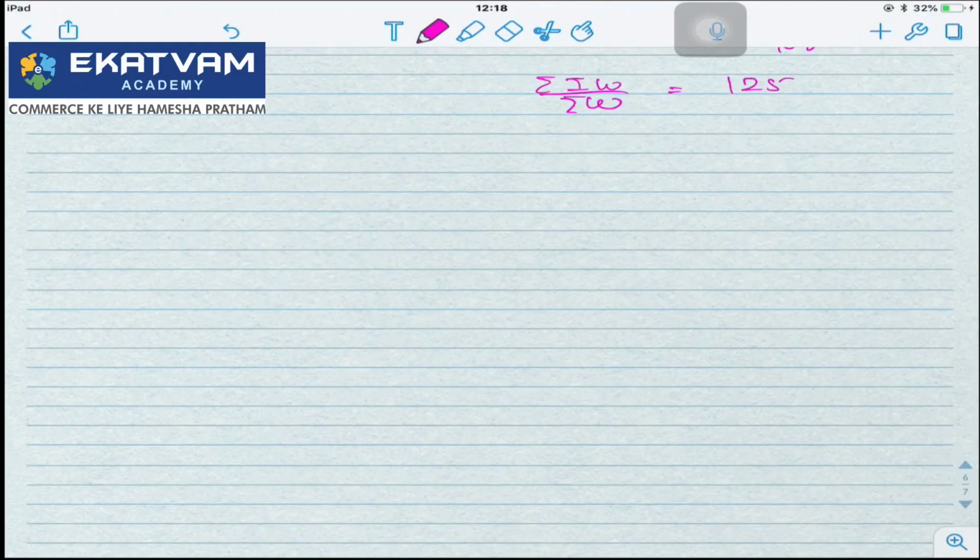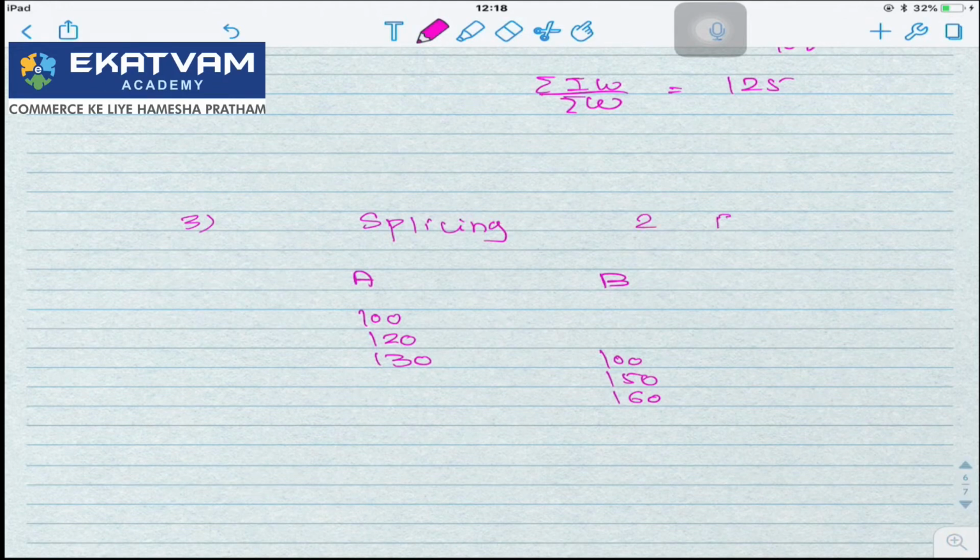Now the third application of this is splicing. Now remember, splicing is used when there is a series A and when there is a series B. Suppose this is 100, 120, 130. Suppose this is 100, 150, then 160, and like that. So we have got 2 incomplete series.